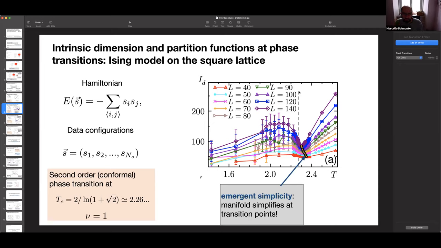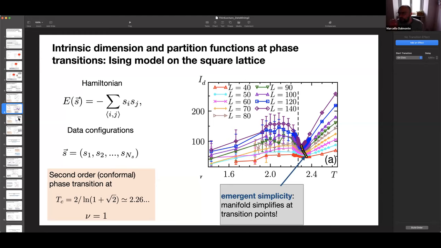So now you can wonder. Marcello, sorry, yeah. It looks like the points increase in ID as you increase the system size. Yes, the value of the dimension increases, okay?